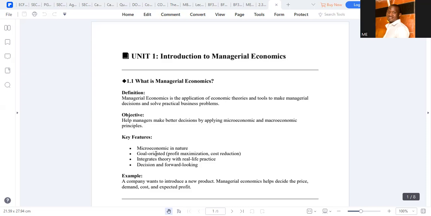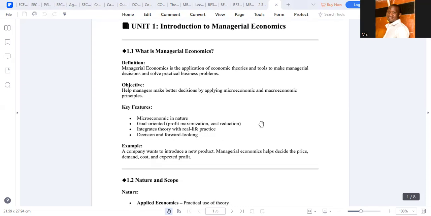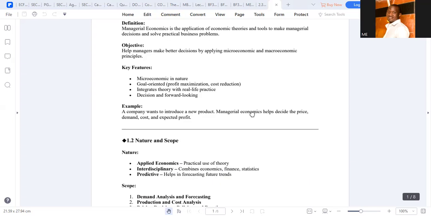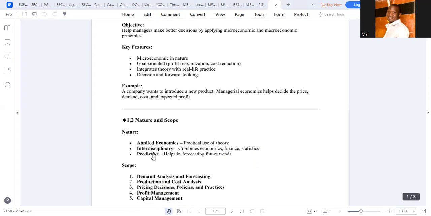Microeconomics looks at the nature and behavior of mankind. It looks at how households and firms optimize their resources to obtain maximum gain. Microeconomics integrates real life practices. It looks at decision and forward-looking principles and looks at companies and how they solve these day-to-day problems. So it integrates applied economics, which is an interdisciplinary course which combines economics, finance, and statistics.